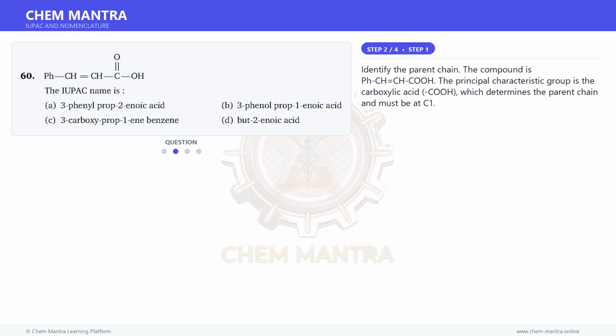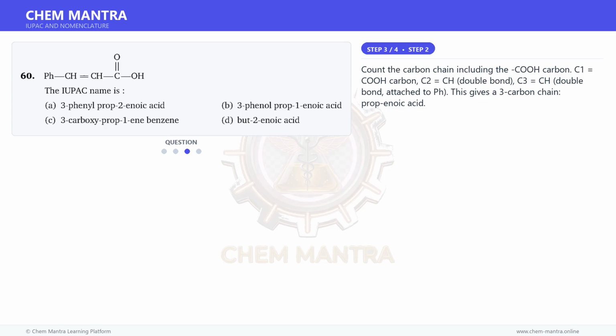Moving on to the next step. Identify the parent chain. The compound is PhCH=CH-COOH. The principal characteristic group is the carboxylic acid, -COOH, which determines the parent chain and must be at C1.